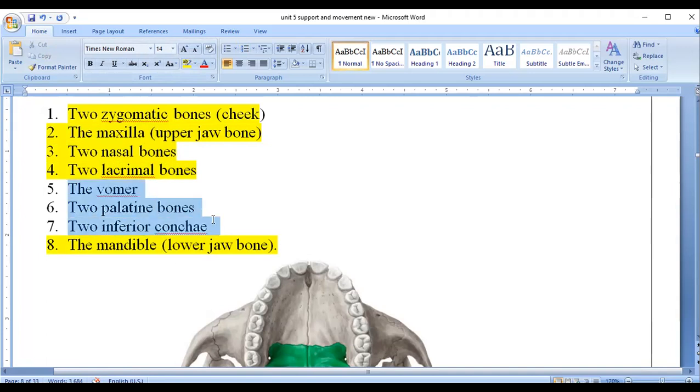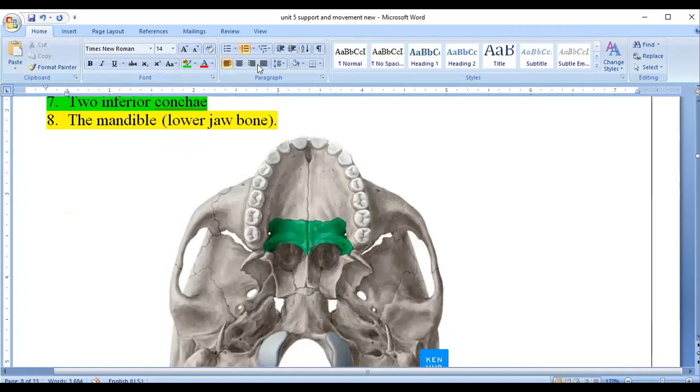Now, who are the remaining ones to discuss? Three types of bones there. What are the three types of bones? The vomer, the two palatine bones, the two inferior conchae. These are the bones we have to discuss. This picture shows you the two palatine bones. You have to see the palatine bone by traveling into the mouth. The roof of the mouth has these ones. These are which bones?